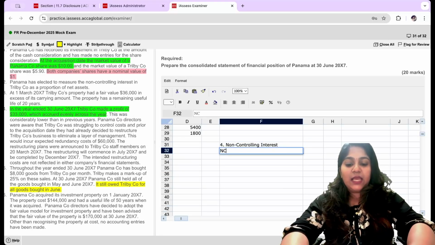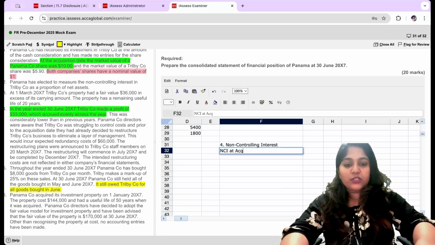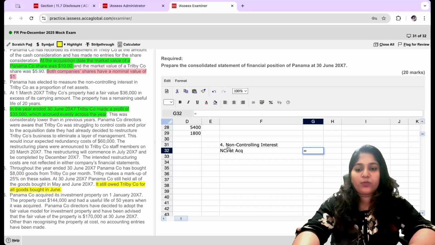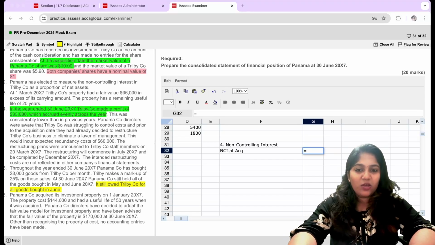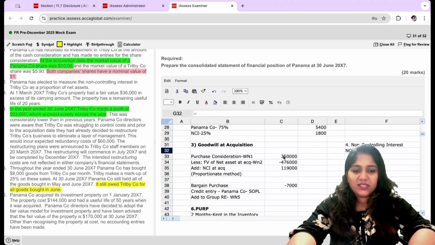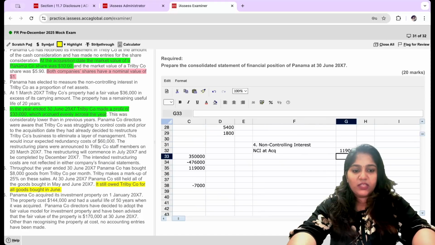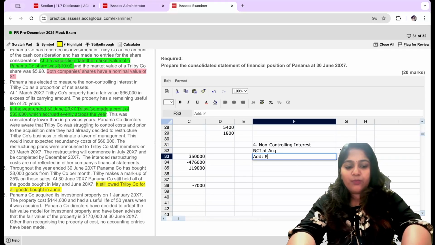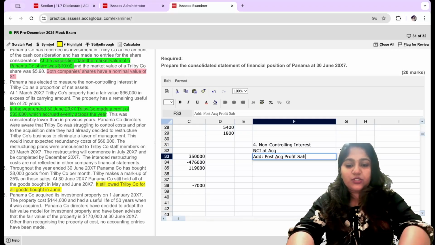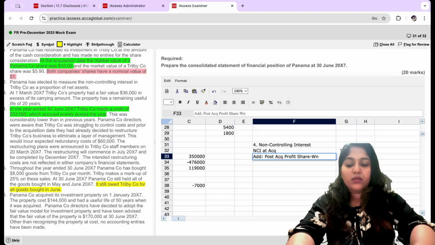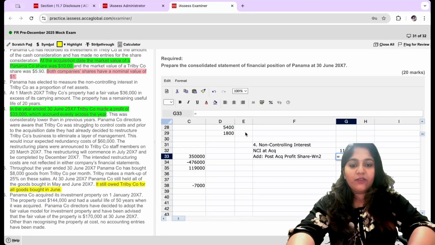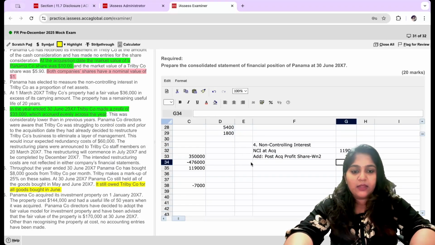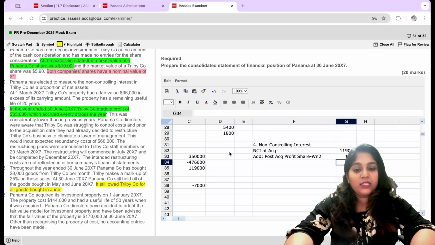What NCI at acquisition did we calculate based on the proportionate method, if I'm not wrong, guys? How much was that? It is calculated and kept here. Just go take the reference. Next, you have to add post acquisition profit share coming from working note number 2. How much is that? We have calculated and kept. It is 1,800.